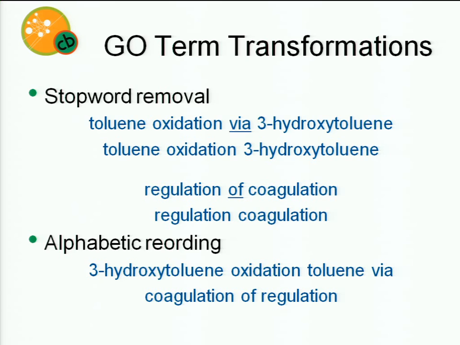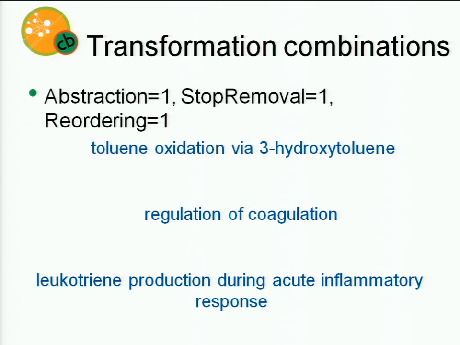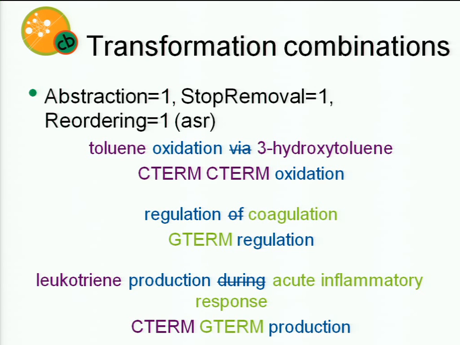Then the third transformation we performed was alphabetic reordering. And this was basically to deal with word order variation in the terms. So we can apply these transformations in combination, and we tried all combinations. So abstraction alone, stopword removal alone, reordering alone, and I'll show you some data later about the impact of each one of these things. But basically the idea, if we apply all three of them together, is that we take each of these terms, and the first phrase becomes C term oxidation, the second phrase becomes G term regulation, and the third term becomes C term G term production.